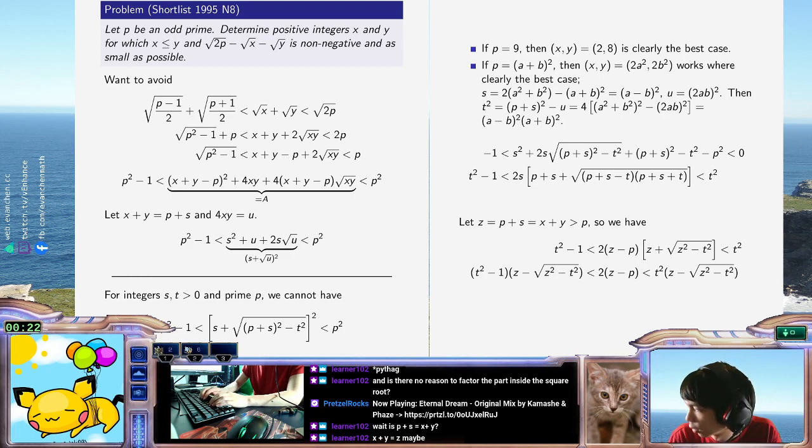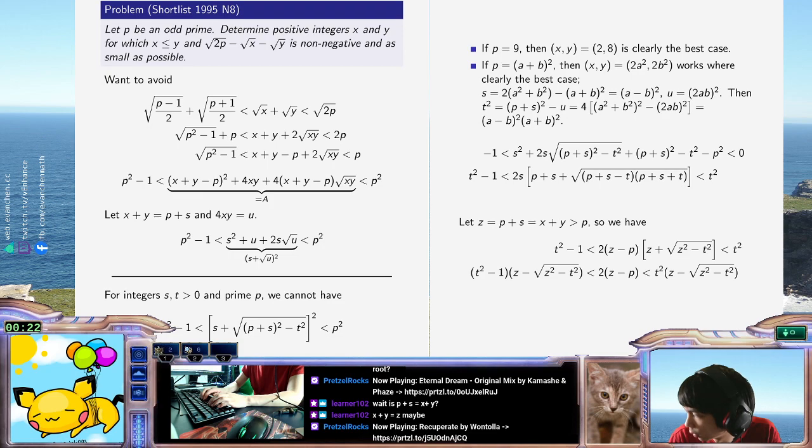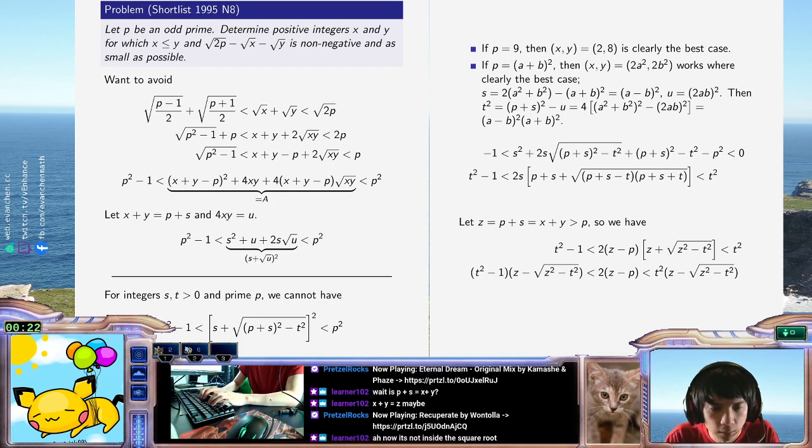Multiply by the conjugate, that gets rid of... Okay, so 2z minus t, this is a weird equation. Yeah, that's a good point. Like, we actually want to get outside the square root. So apparently this is true. Why is this true? I have no freaking clue.